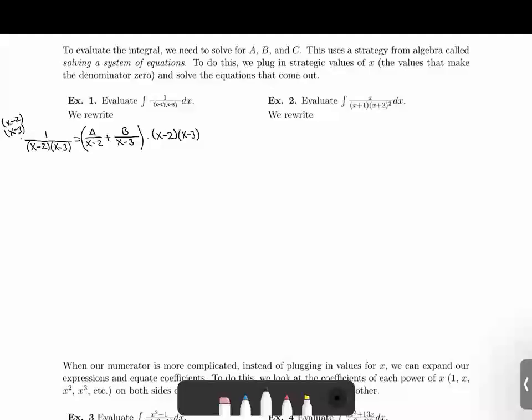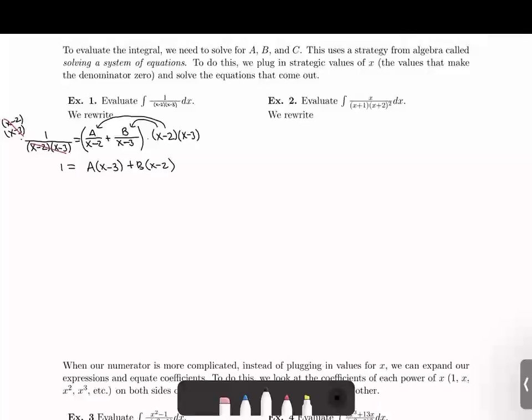So what's going to happen is on our left-hand side, that entire denominator is going to cancel out, and we're just going to be left with a 1. And then on my right-hand side, that denominator is going to distribute to each of my fractions that I am adding together. So for my first term, the A over x minus 2, the x minus 2's are going to cancel out, and I'm just going to be left with A times x minus 3. And in my second term, my x minus 3's are going to cancel out, and I'm just going to be left with B times x minus 2.